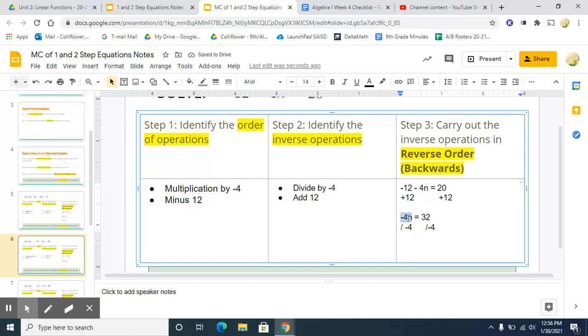Well, -4 times n divided by -4, these are going to cancel each other out. And so all we have left on the left side is n. And n is going to be equal to 32 divided by -4. So I'm going to use my calculator. 32 divided by -4 is -8. So the value of n is -8.